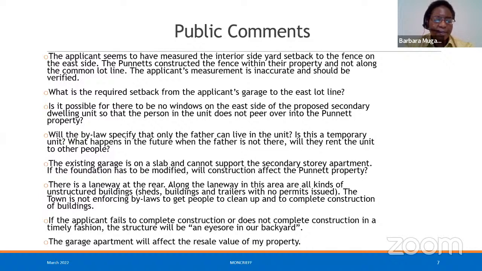And the next comment is if the applicant fails to complete construction or does not complete construction in a timely fashion, the structure will be an eyesore in our backyard. And the last of the comments is that the garage apartment will affect the resale value of my property. We get this comment quite frequently from neighbors. I'm not sure that I have any tools to use to address this comment, but it is a valid comment.